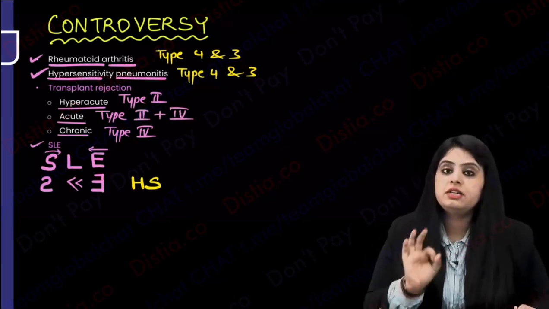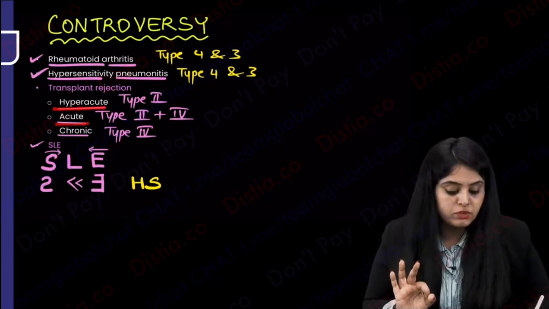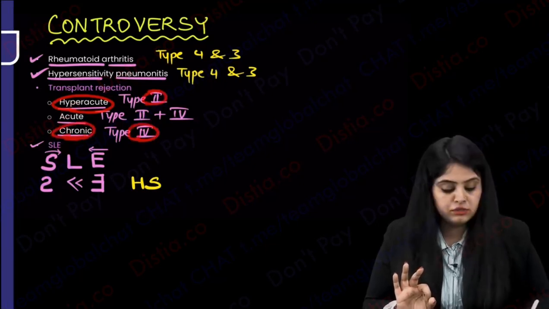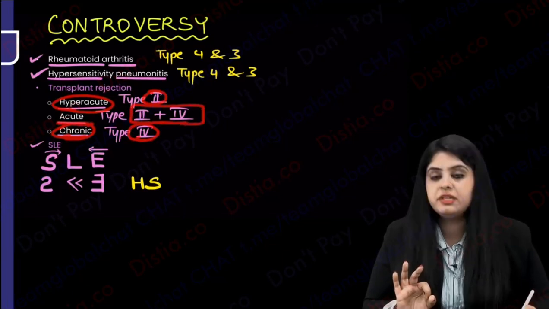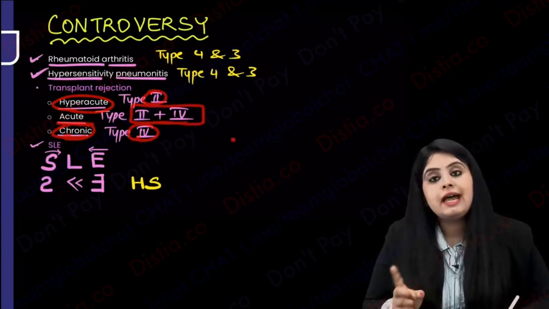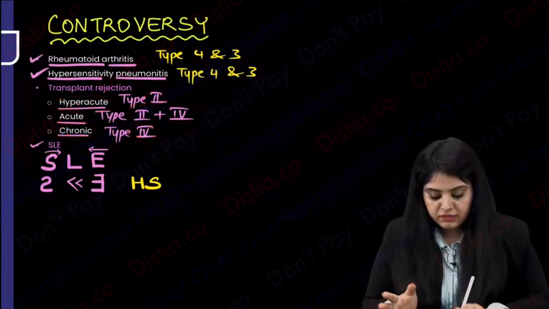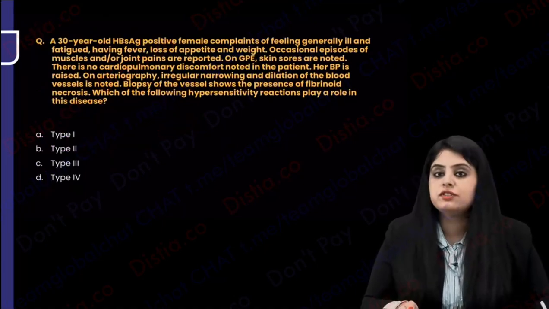So what did I say? There are 3 types of transplant rejection: hyperacute, acute and chronic. Hyperacute is going to be type 2. Chronic is going to be type 4. So acute then lands up to be a combination of the two, that is type 2 and type 4. We finished all of our hypersensitivities. It's time for 2 questions.